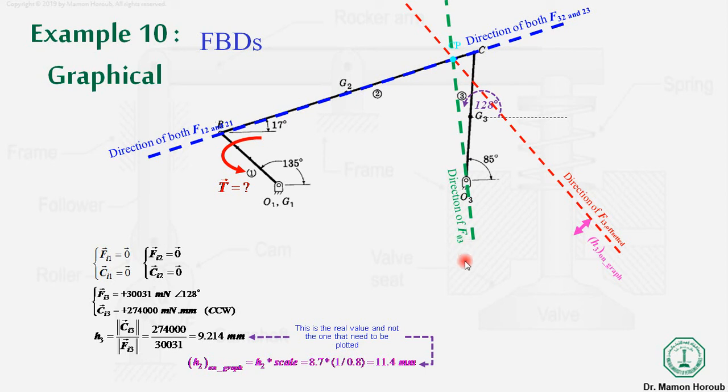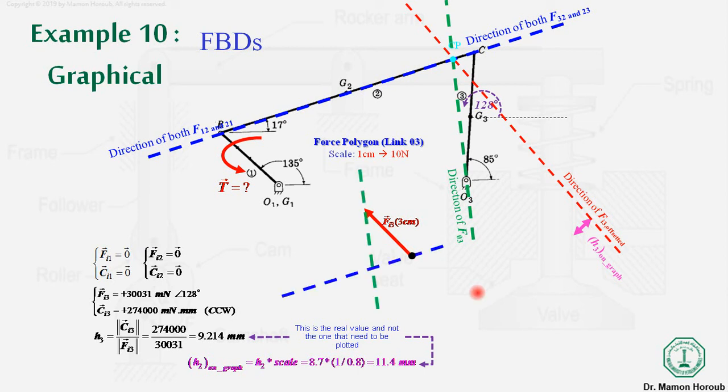Now, this is actually the force polygon. We can use this scale over here, and now we will move this force polygon over here. This direction and distance is known to us. For this force we know the direction, for this force we know the direction, and once they intersect at a point, we can measure this in centimeters and convert it into Newtons because we already have the scale.